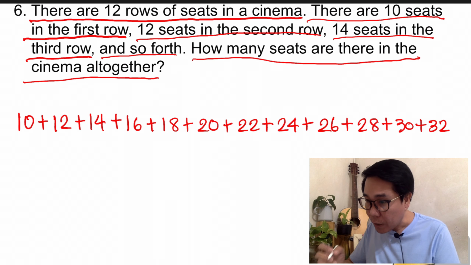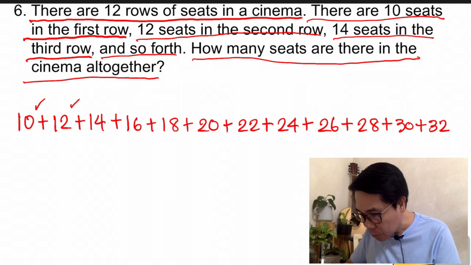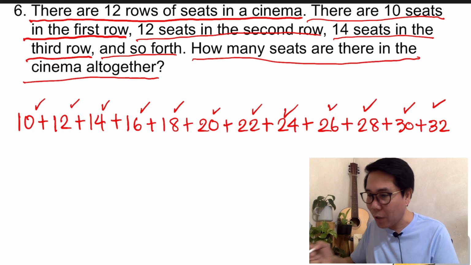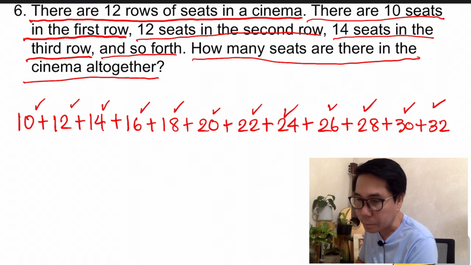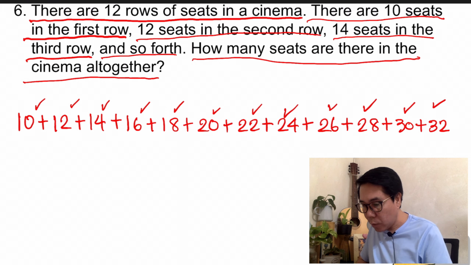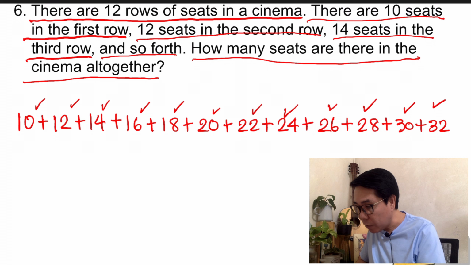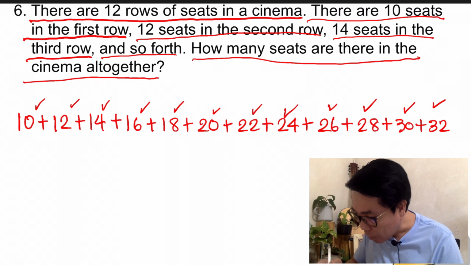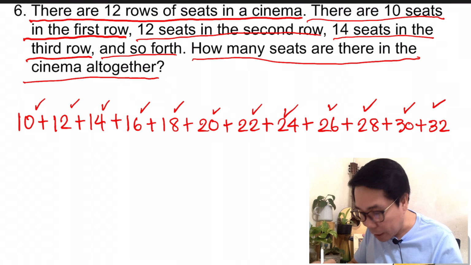So how many now? There are 12. So 1, 2, 3, 4, 5, 6, 7, 8, 9, 10, 11, 12. Oh, very good. We have 12 in all: 10, 12, 14, 16, 18, 20, 22, 24, 26, 28, 30, 32. Okay, so I have given the numbers. So then, apply the same.